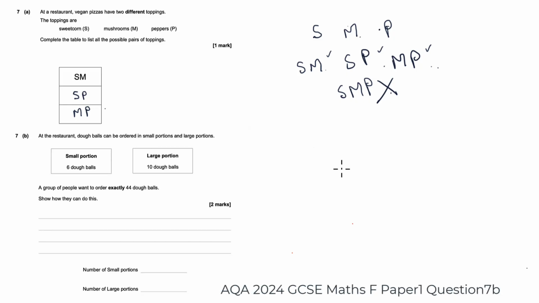Now in part B, they're saying dough balls can be ordered in small portions and large portions at this restaurant. A small portion, you get 6 of them. A large portion, you get 10 of them. And a group of people want to order exactly 44 dough balls. So there's nothing left over.